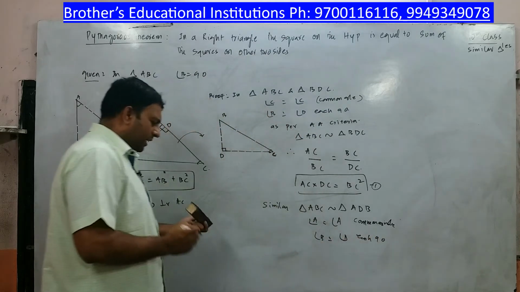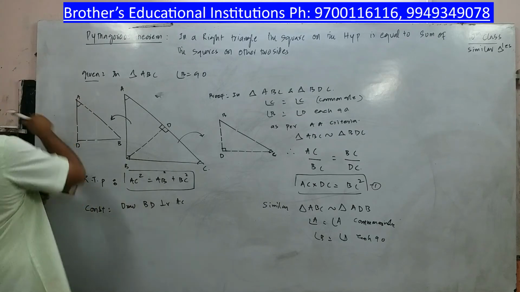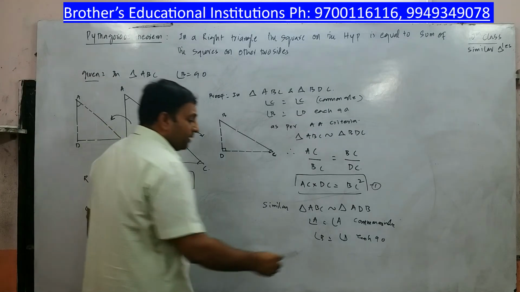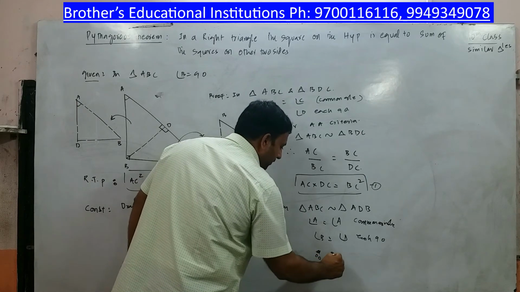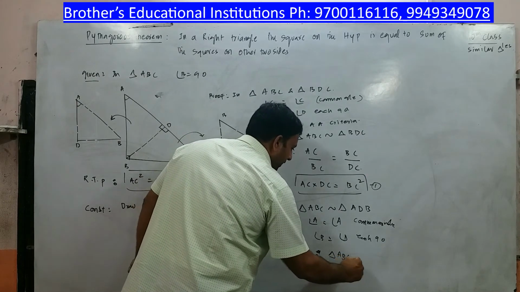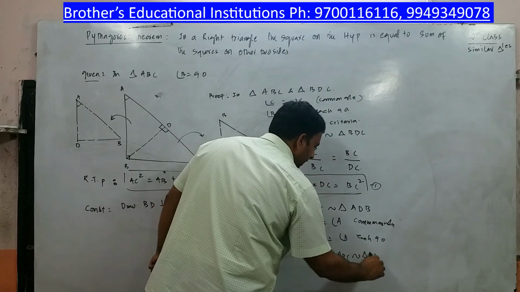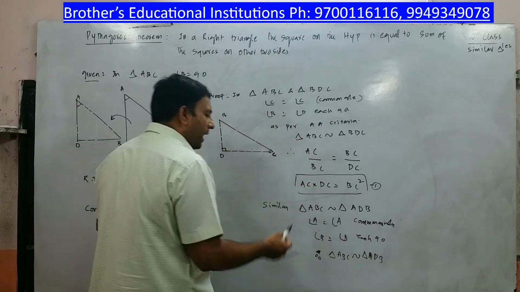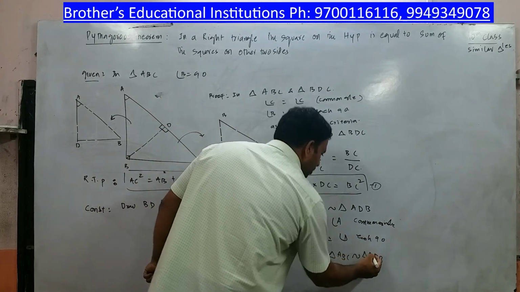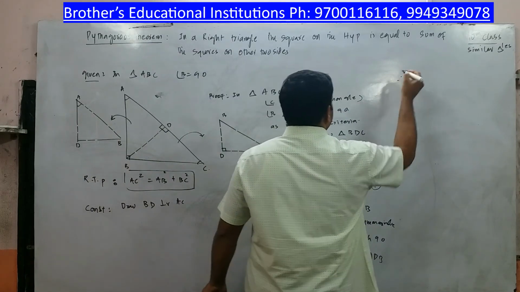When two angles are equal, as per what criteria? As per angle criteria, I will say, therefore, triangle ABC is similar to triangle ADB. Triangle ADB. As per which criteria? As per angle criteria. Alright. I am sure this is clear to you. Now when two triangles are similar, therefore the sides are proportional.